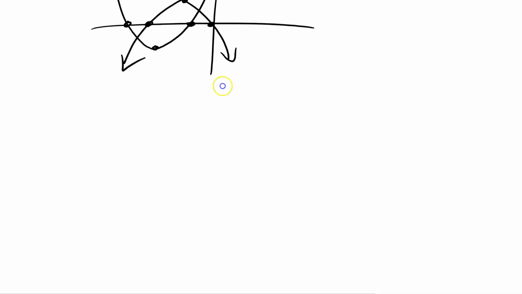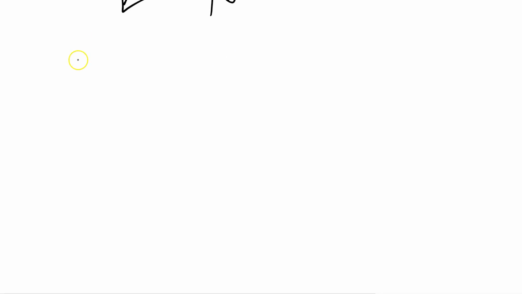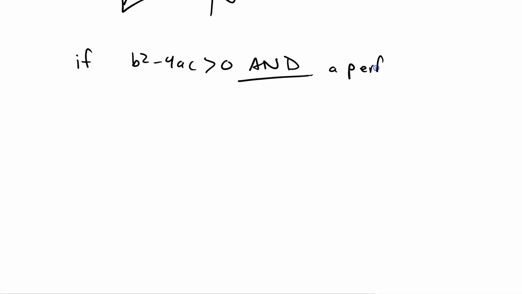Now there's one kind of extra little tidbit, and that's if b squared minus 4ac is greater than 0 and a perfect square, then the quadratic could have been factored.